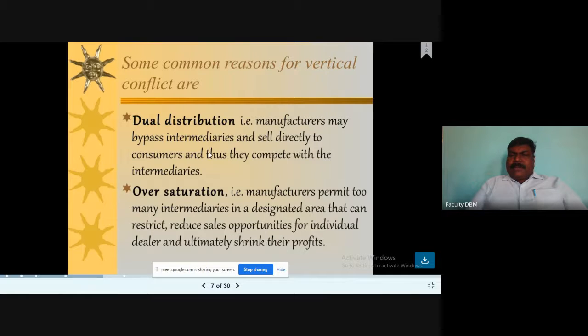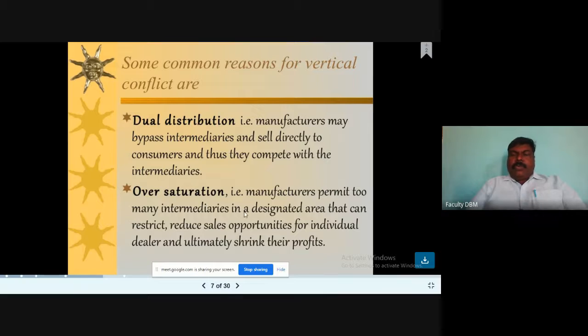The manufacturers may bypass intermediaries and sell directly to the consumers. Then this happens: if he is selling by himself, more sales will be direct with the company. Then what happens? Dual distribution conflict occurs.